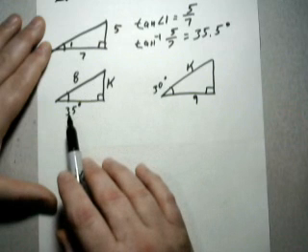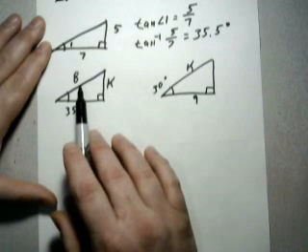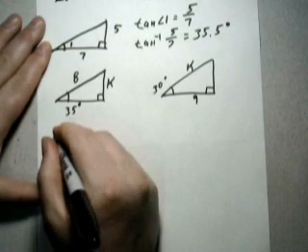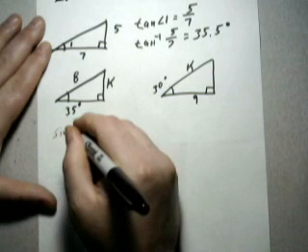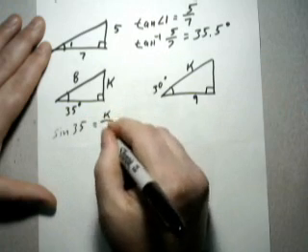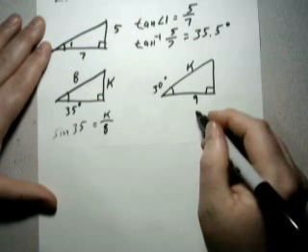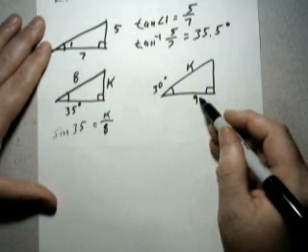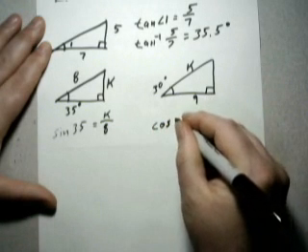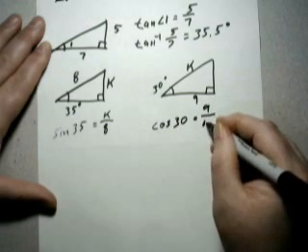With this one, we have the angle of 35, and this is the opposite side, and we have the hypotenuse. So that would be a sine function that we use there. So I will write the sine of 35 is equal to K over 8. And over here, we have the adjacent side and the hypotenuse. So I will write the cosine of 30 is equal to 9 over K.